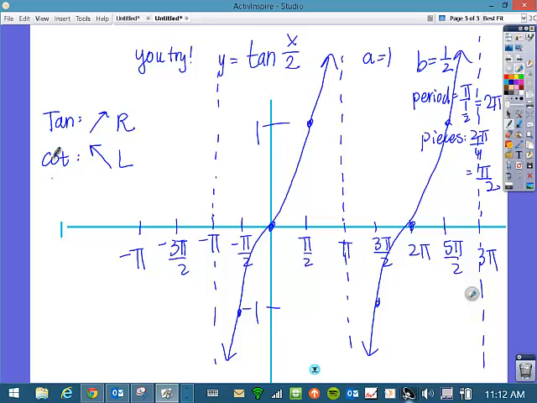And the only way I can really think to remember this is a C kind of looks like an L. Like if you take an L and sort of turn it sideways, it kind of looks like a C. So left, cotangent, a sideways L kind of looks like a C. So cotangent points up towards the left. It's really the only way I can think to remember it.